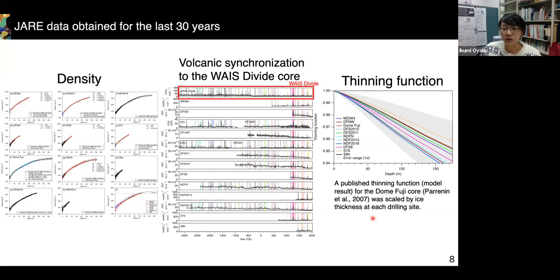Thinning function is also important, but we know only the thinning profile of Dome Fuji, so we scaled the Dome Fuji thinning function by ice thickness at each drilling site.